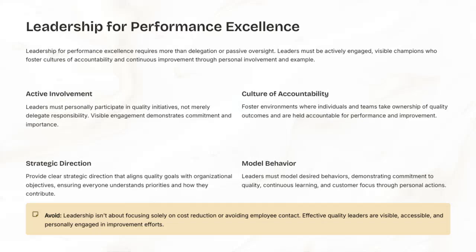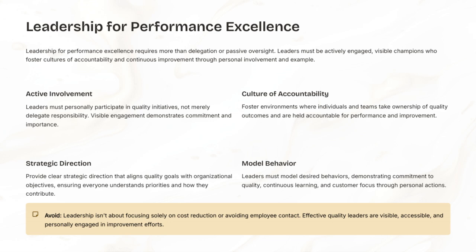culture. When it comes to leadership, it's important to understand what it is and what it isn't. Sometimes, people think leadership is just about cutting costs or avoiding contact with employees. But that's not the case. Effective quality leaders are actually highly visible, accessible, and personally involved in improvement efforts. They don't just delegate tasks from a distance. They roll up their sleeves and show their commitment through action.